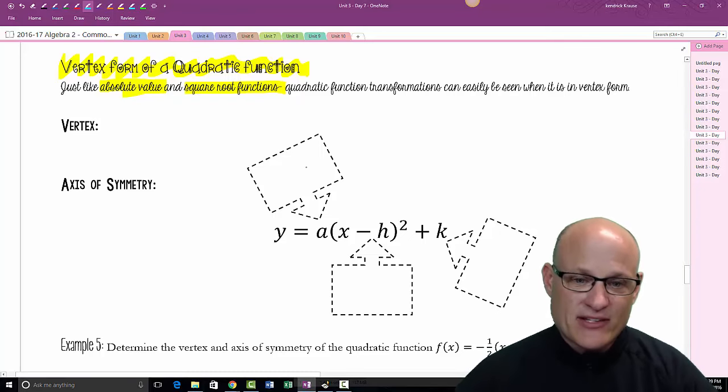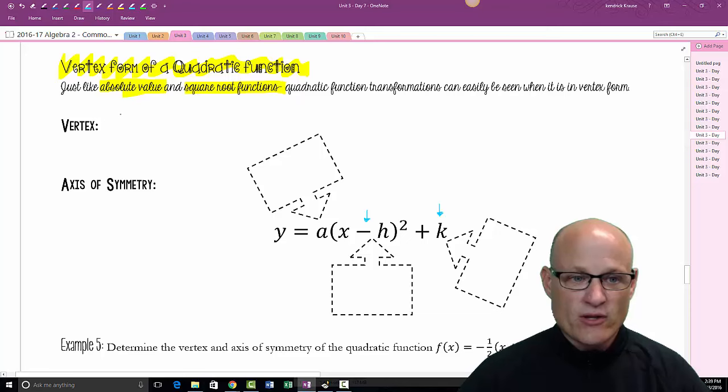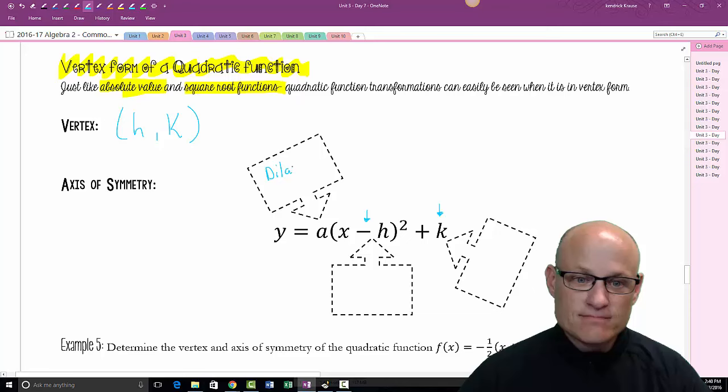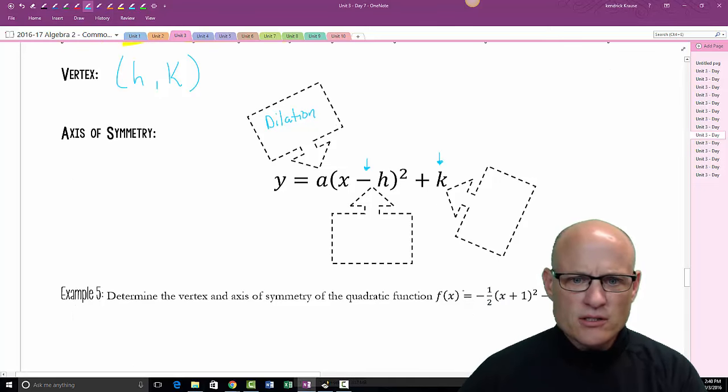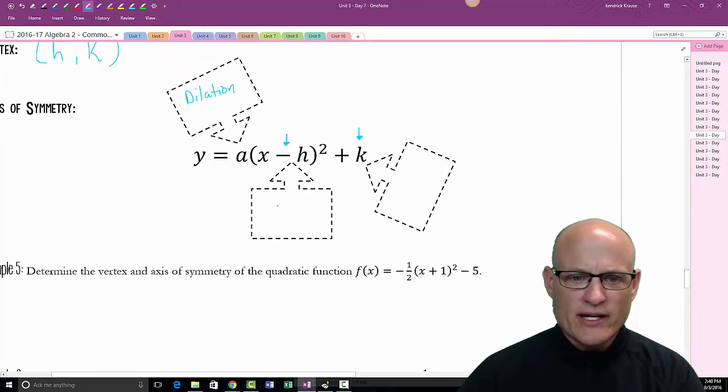But before we do that, let's talk about these pieces. Remember, when things are on the inside, when they come out, they get an opposite sign. So h and k make up the center, or the vertex. h, k is the vertex. This a is the dilation. This h is the x value of the vertex. This part right here is the horizontal shift.